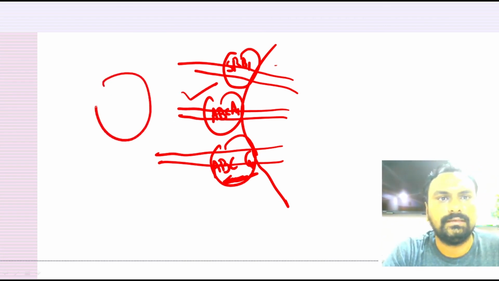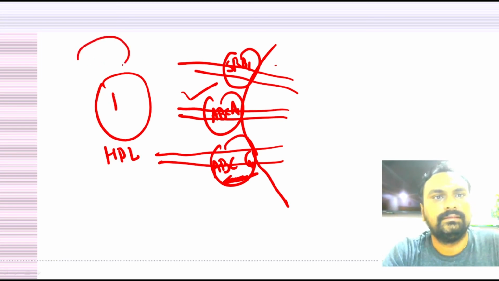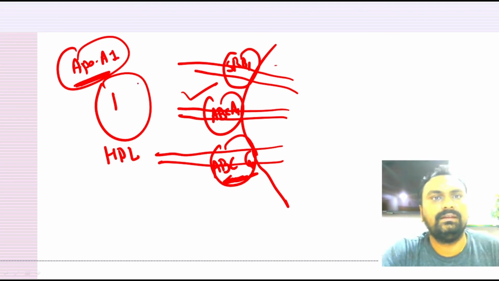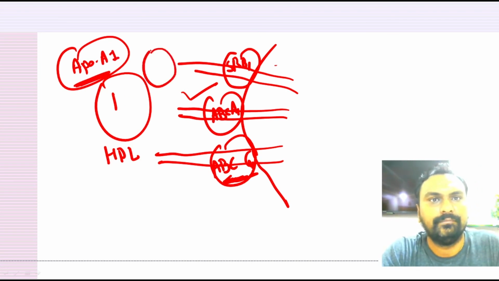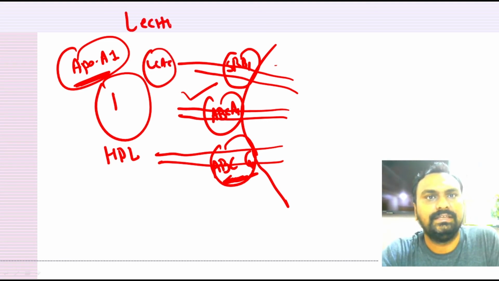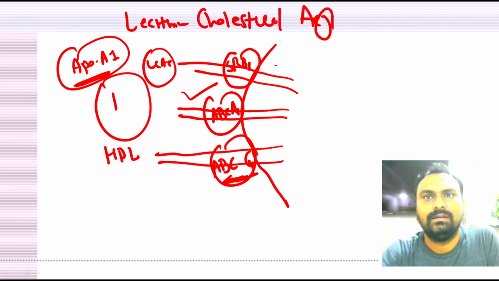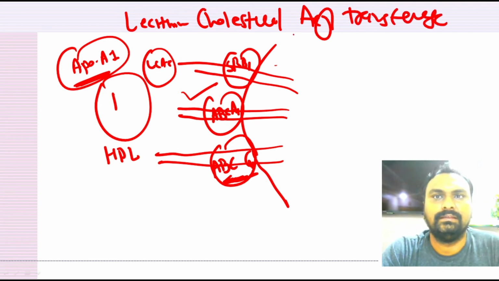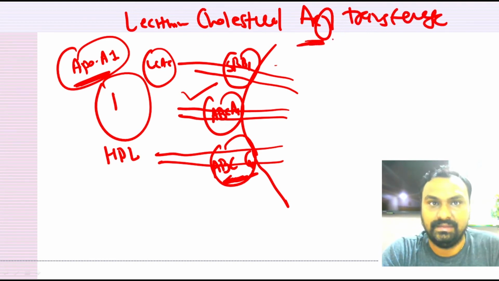This cholesterol is taken up by the HDL in the circulation, and there is ApoA1. This ApoA1 apoprotein will activate the circulating LCAT enzyme. LCAT. Now, what is the full form of LCAT? It is lecithin cholesterol acyl transferase. So, as the name suggests, there is a transfer of an acyl group, a fatty acid.